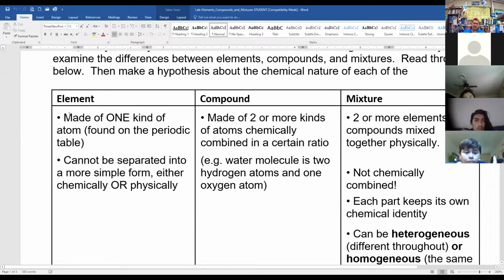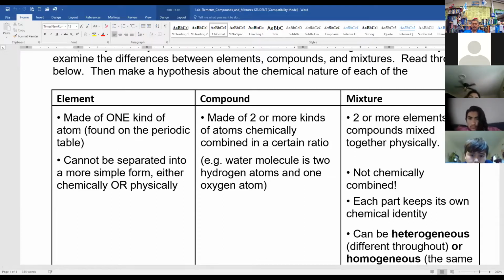An element is made up of one kind of atom, and it's the atom that's found on the periodic table, and that's why it's called the periodic table of elements. So anything on the periodic table is an element. So carbon, oxygen, hydrogen, nitrogen, those are basic ones. Phosphorus, potassium, cesium, rubidium, all of these are elements.